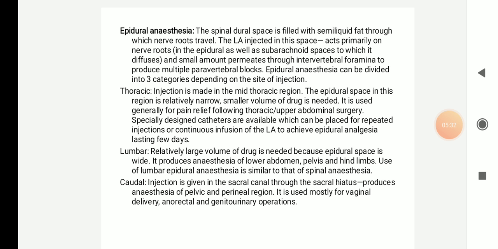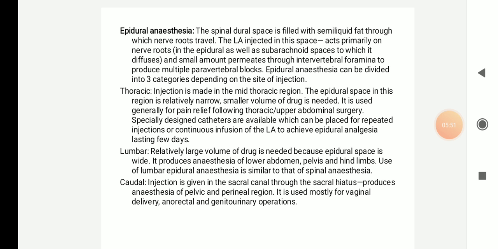A smaller volume of drug is needed. It is used generally for pain relief following thoracic or upper abdominal surgery. Specially designed catheters are available for repeated injection or continuous infusion of local anesthetics. This will achieve epidural anesthesia which will last for a few days.